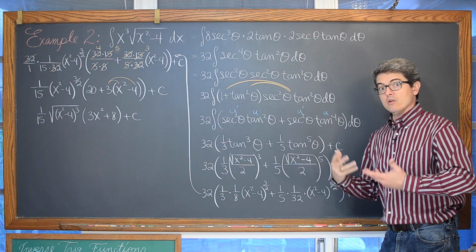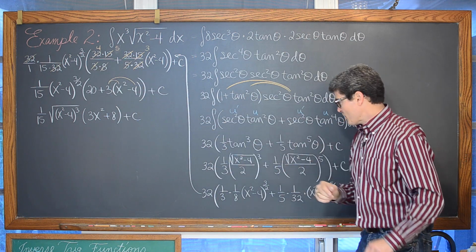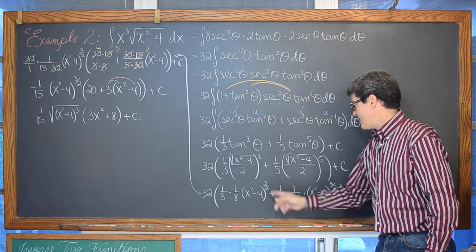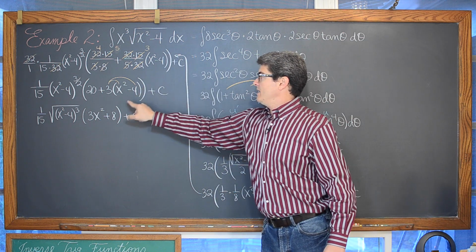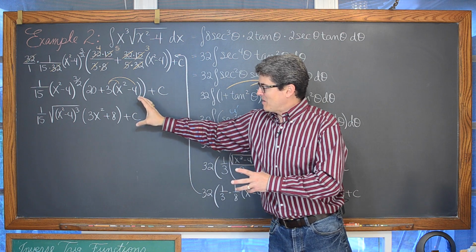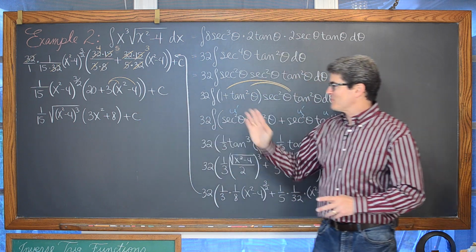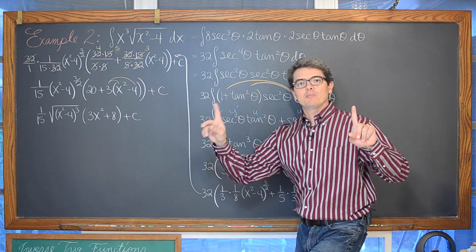Actually, technically, all of this is division. When you divide by a fraction, it's the same as multiplying by its reciprocal. That's how the 32 and 15 got up there. And we have 5/2 minus 3/2 is equal to 1. And this is a pretty simple, simplified version of this answer. Let's move on to example number 3, coming up right now.